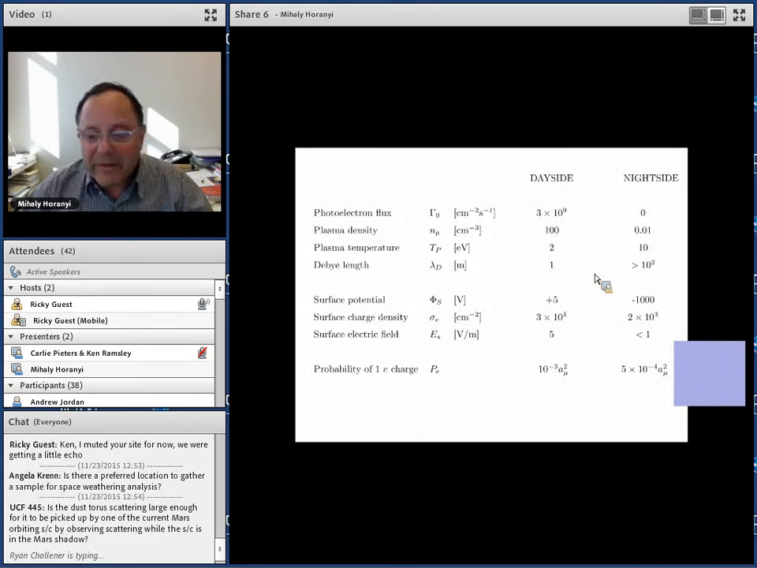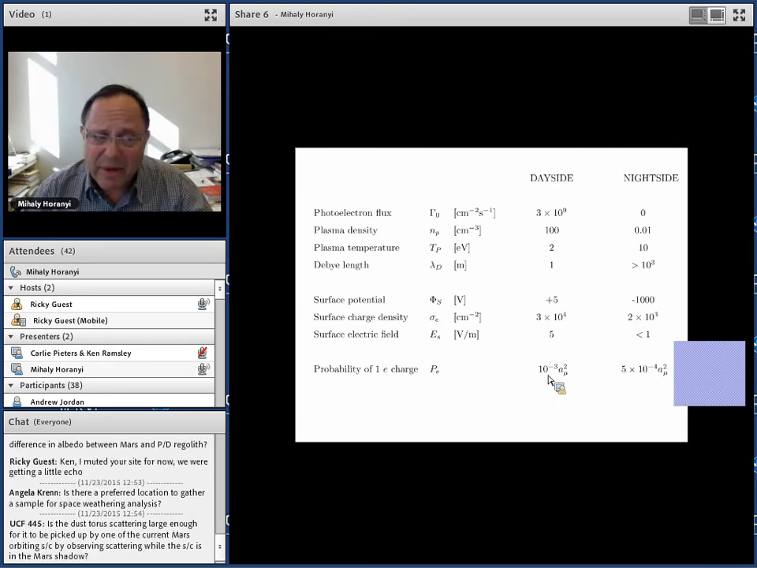It's a quick calculation. I don't want to go through other than to tell you that the probability of a micron-sized particle to have a single electron is incredibly low. So it's actually really hard to lift particles, because if I make an estimate how big the electric field is, it's about a volt per meter or so, maybe 5 volts per meter. I multiply it with a single charge. It's really, really hard to lift off particles.